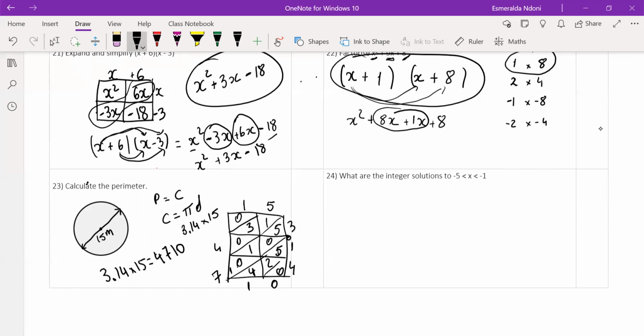So you can do it 2 ways. From the grid, you take it along, or from the question, you have 2 digits in the question after the decimal point, so you can count 1, 2 digits. So in your answer, you have to have 2 digits after the decimal point. So if you count that 1 digit, 2 digits, the decimal point will go there. Your final answer is 47.1.